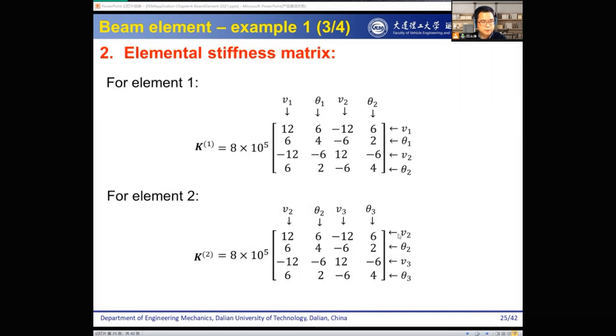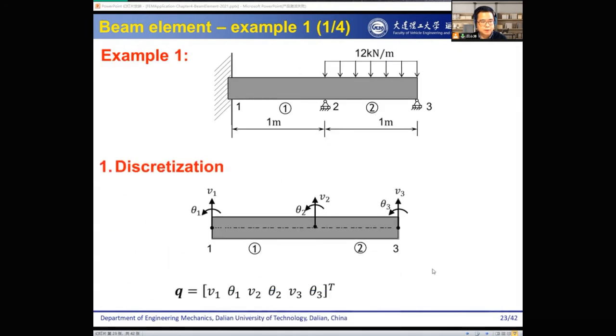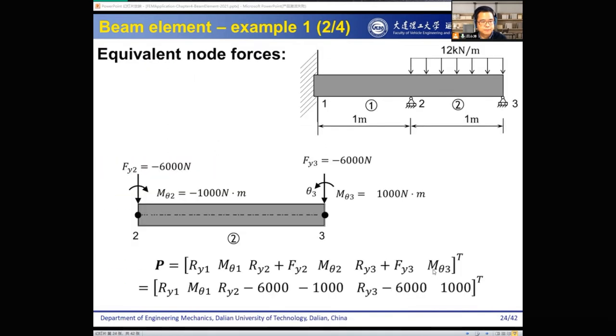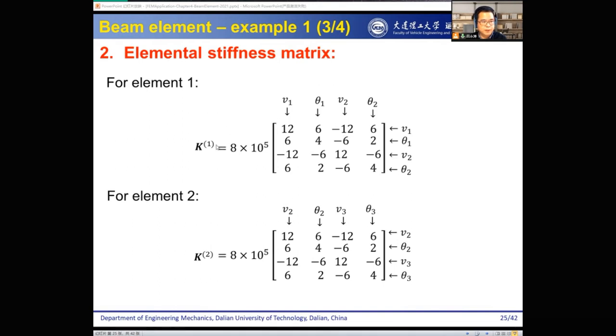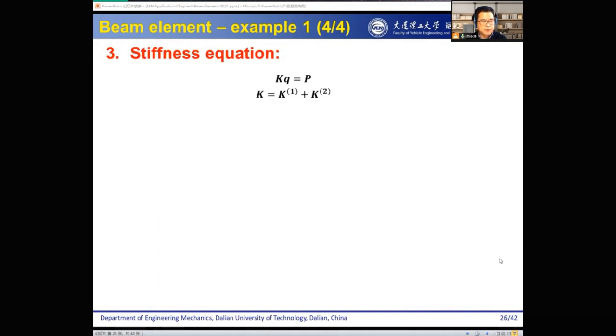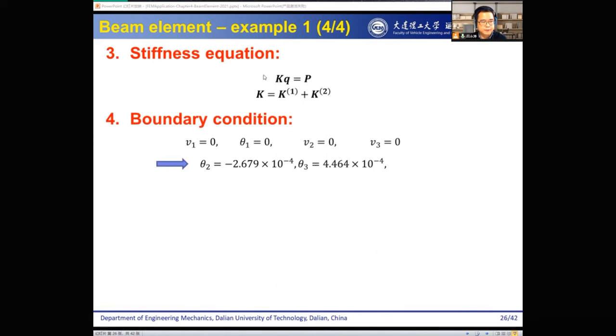Once we know the node forces, the next step is to work out the element stiffness matrix. For the element stiffness matrix, we just use the formula we give to you, and then by using the Young's modulus and the dimension of the element, you can work out the element stiffness matrix. And then the next step is we do the stiffness equation.